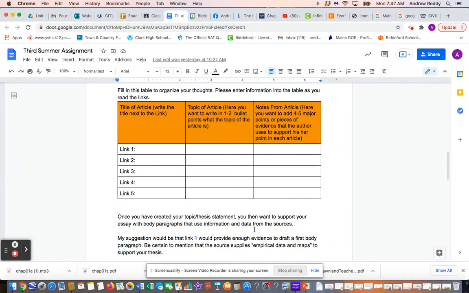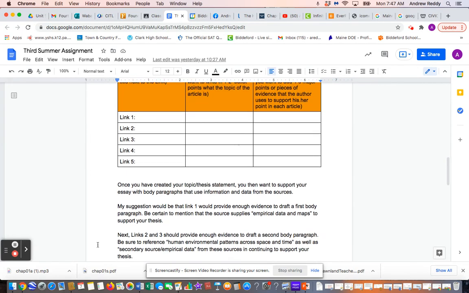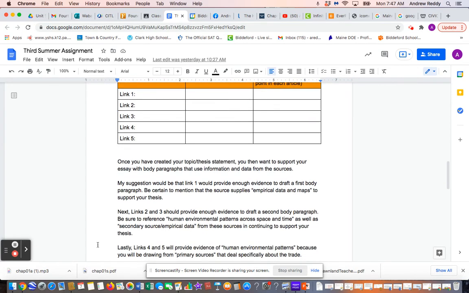Once you have created your topic and thesis, you then want to support your essay with body paragraphs that use information and data from the sources. And that will be easier because you've already charted that information up here prior to writing the essay. My suggestion would be that link 1 would provide enough evidence to draft a first body paragraph. Be certain to mention that the source supplies empirical data and maps to support your thesis. Next, links 2 and 3 should provide enough evidence to draft a second body paragraph. Be sure to reference human environmental patterns across space and time, as well as secondary source empirical data from these sources in continuing to support your thesis.